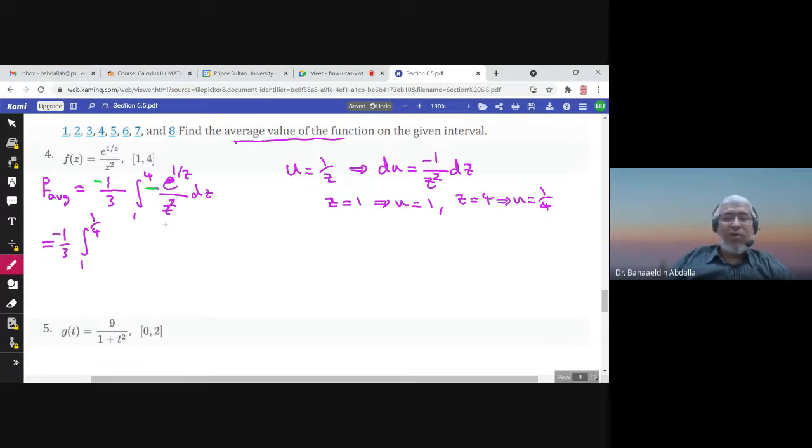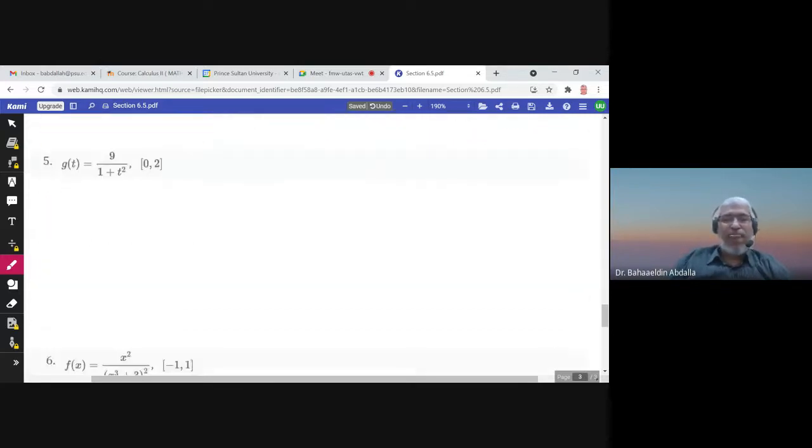And now e to the power 1 over z would be e to the power u, because 1 over z is u. And negative 1 over z squared dz is just du. The integral of e to the u is e to the u from 1 to 1 over 4. So it's negative 1 over 3 times e to the power 1 over 4 minus e to the power 1, or e. And this is the average value of the function, the average height in this interval.